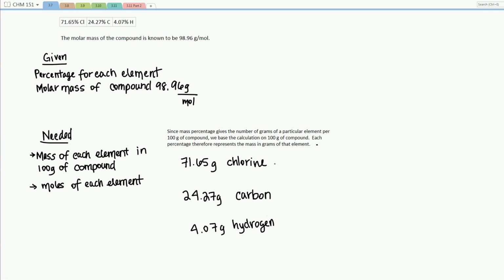Okay, so now we can use the atomic masses for each element to calculate how many moles of each element we have in our compound. So grams of chlorine to moles, our atomic mass of chlorine is 35.45 grams for every 1 mole. For carbon, our atomic mass is 12.01 grams for every 1 mole. And finally, for hydrogen, it's 1.008 grams for every 1 mole.